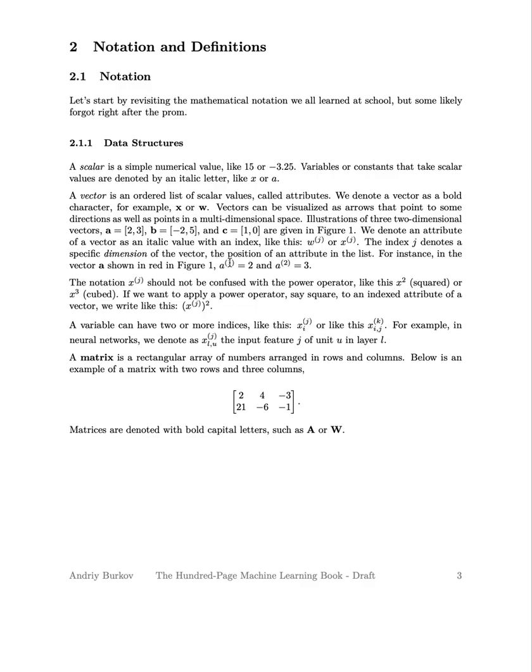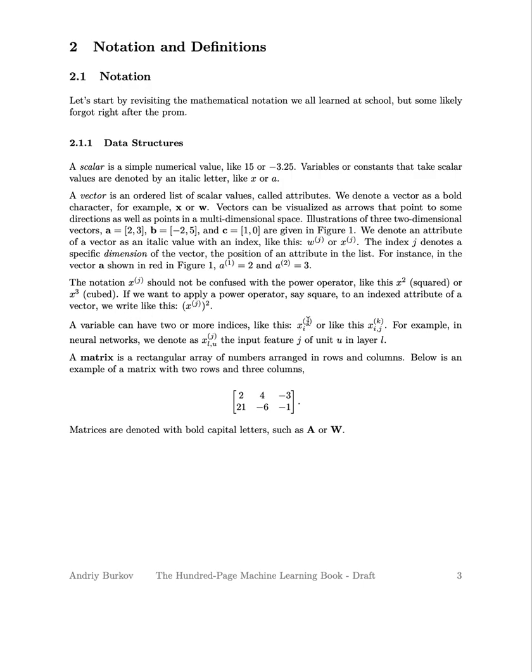The notation of an index should not be confused with the power operator, right? If you want to apply a power, like if you want to square an indexed attribute, so if you only want to apply a power to a raised to 1, what you will do is put a raised to 1 in rounded brackets, and then after that we will put the power.